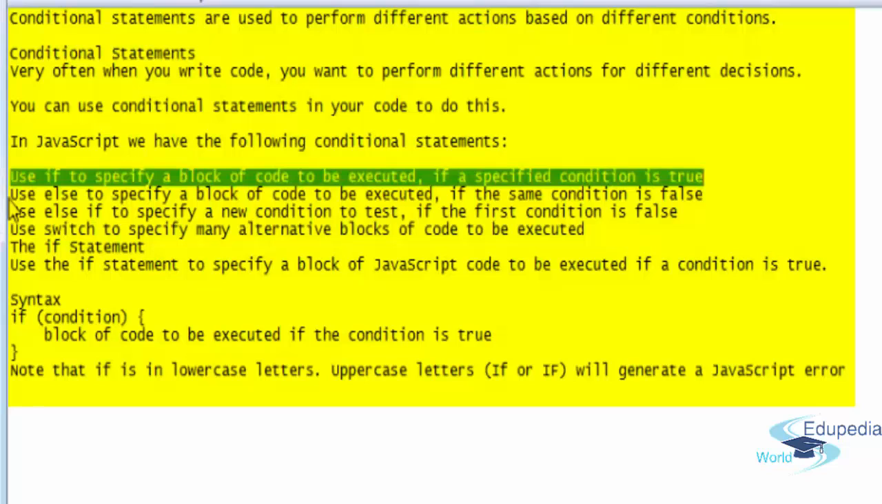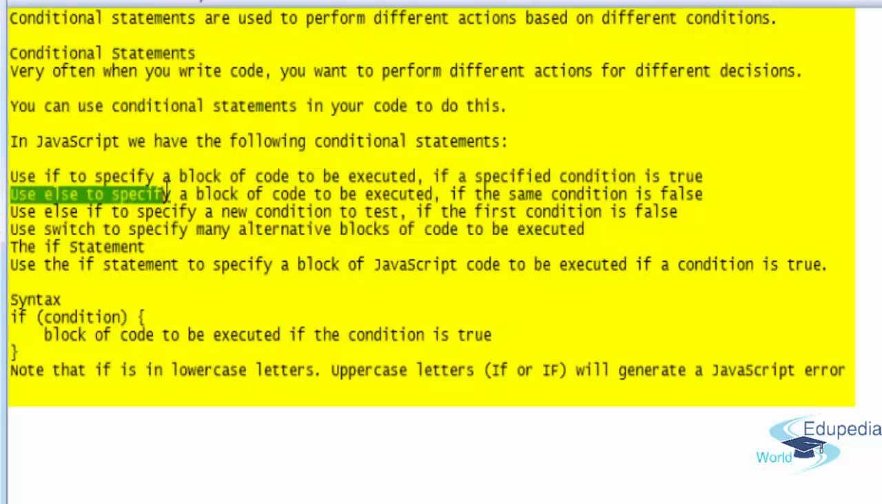Use else to specify a block of code to be executed if the same condition is false. So if A is equal to B, execute this block, else execute the other block. Use else if to specify a new condition to test if the first condition is false. So else if is like, either do this or do that. And use switch to specify many alternative blocks of code to be executed.